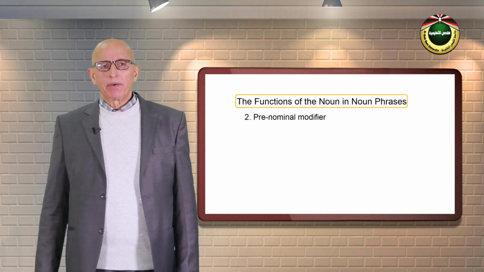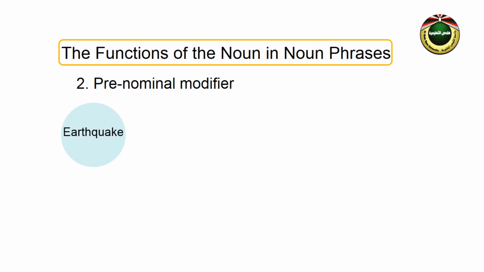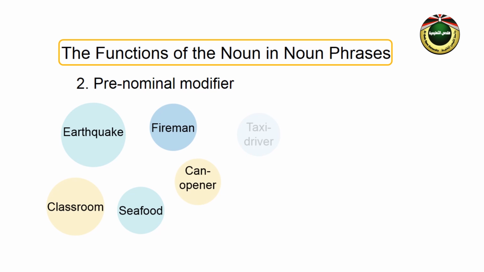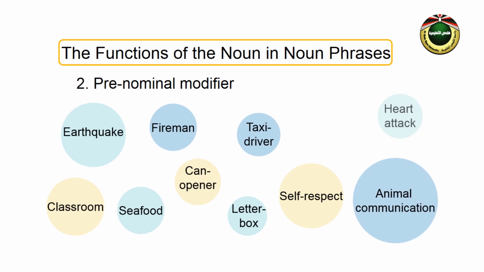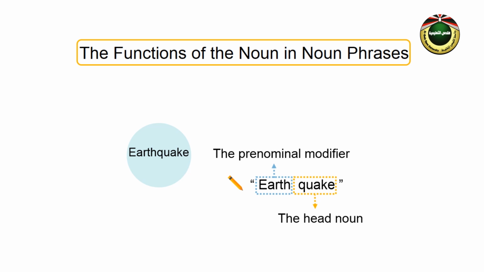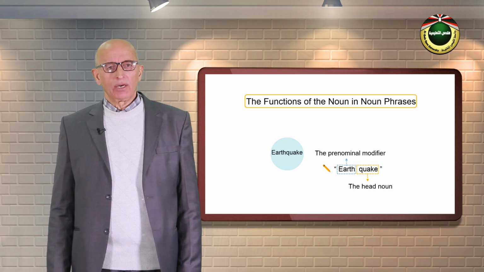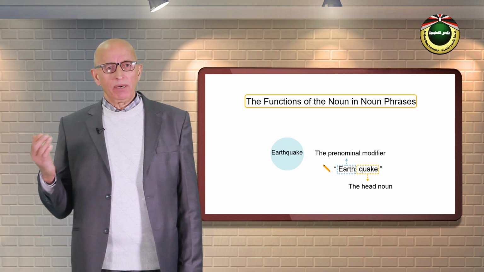Number 2, prenominal modifier. Look at these examples. Earthquake, classroom, fireman, seafood, can opener, taxi driver, letterbox, self-respect, animal communication, heart attack, news bulletin. Let's explain one of the preceding examples. For instance, in earthquake, the first noun earth is the prenominal modifier, whereas quake is the head noun. This applies to all of the other examples where the first part of the compound noun is a prenominal modifier and the second part is the head noun.